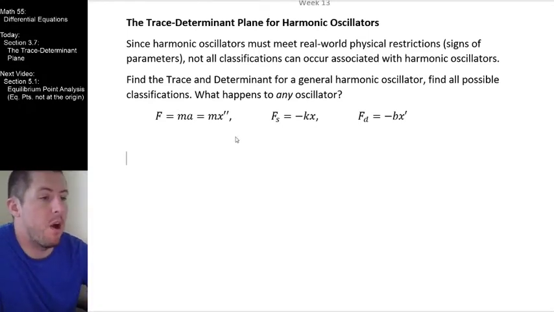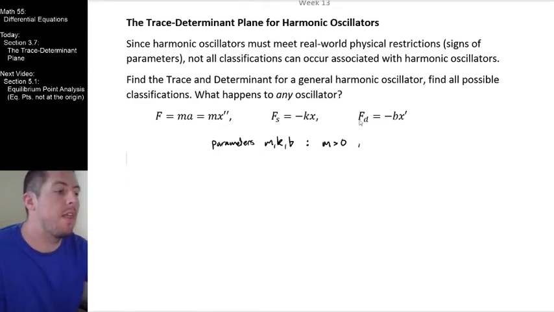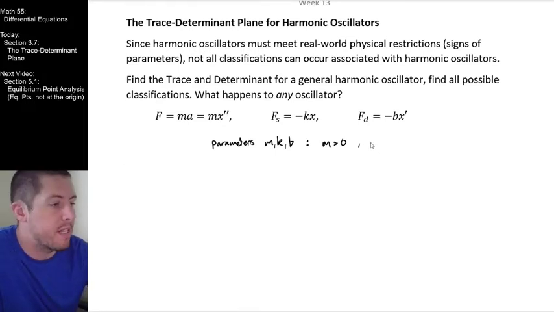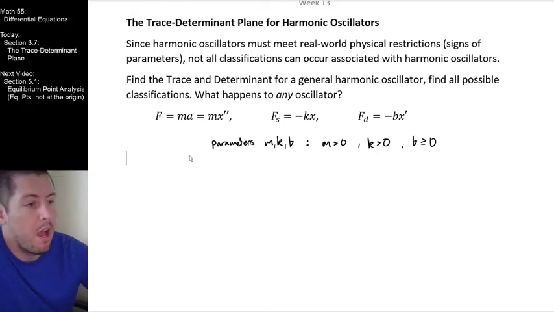So the things that I know that are really important here are the parameters of m, k, and b. We know that our mass is strictly positive. We know that it's possible to have no damping in a system. It could be that b is 0, but I know that my spring force can't be 0 or it's not a spring at all. So we're going to get that k is positive, and that b is greater than or equal to 0, because you could have no damping in some ideal setting.